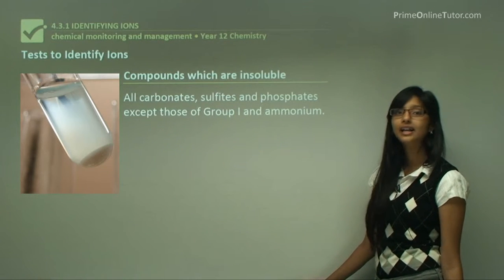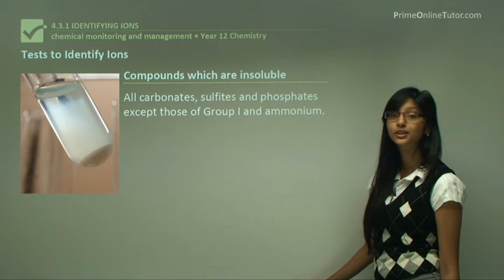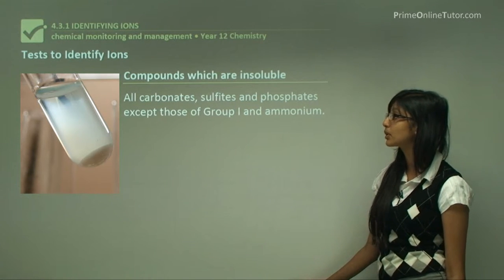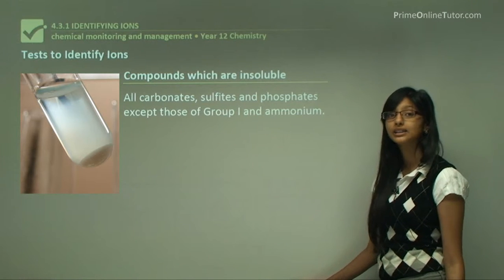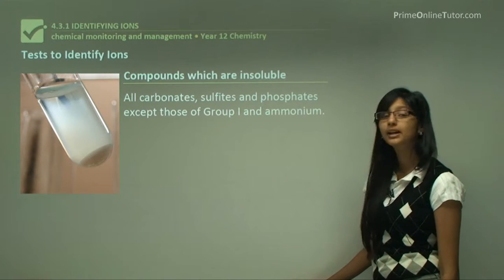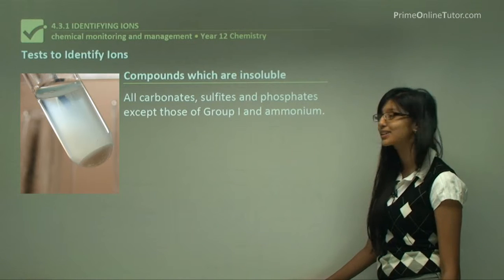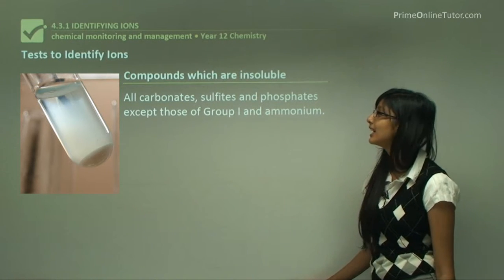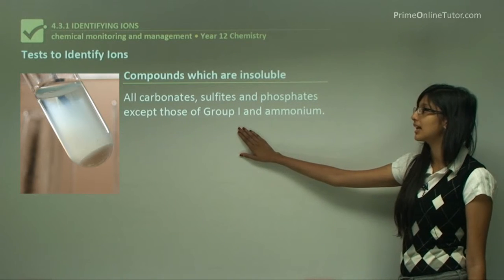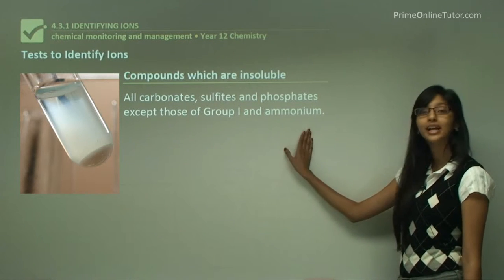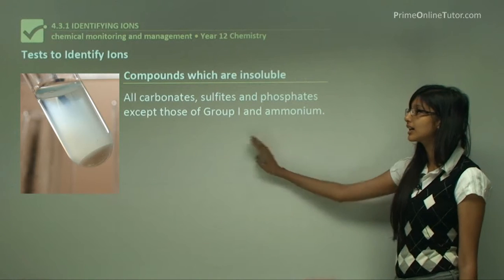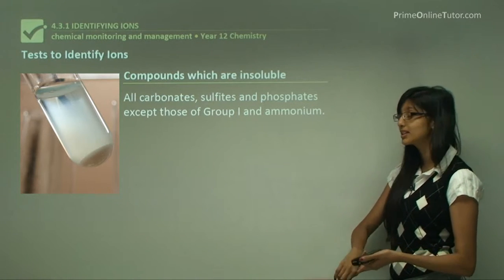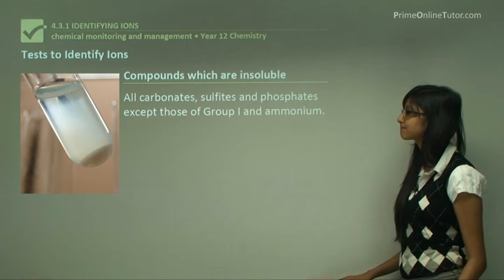Now let's look at what sort of compounds are insoluble. So all carbonates, sulfites, phosphates, except those of group 1 and ammonium are insoluble. If you can remember in the previous slide, we have already seen that group 1 and ammonium salts are always soluble. Hence, the exception with carbonates, sulfites and phosphates is group 1 and ammonium. And every single other carbonate, sulfite and phosphate is insoluble. So when you put them in the solution, they should produce a solid.